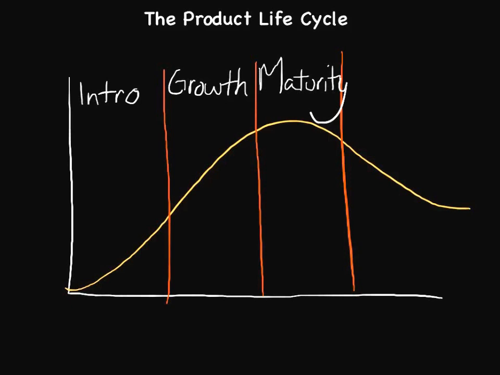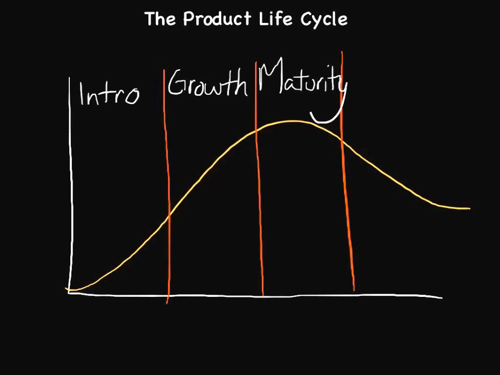So some examples of products in the maturity phase include laptop computers, include netbook computers. Flat screen televisions are also in the maturity stage. Now, one of the things I need to mention is that products can stay in the maturity stage for decades.